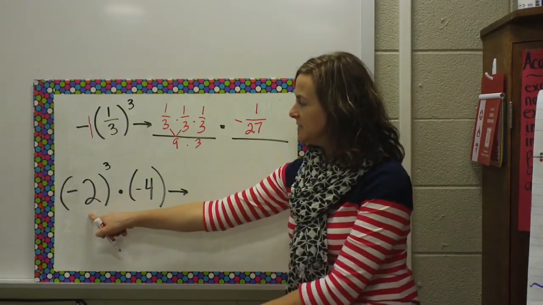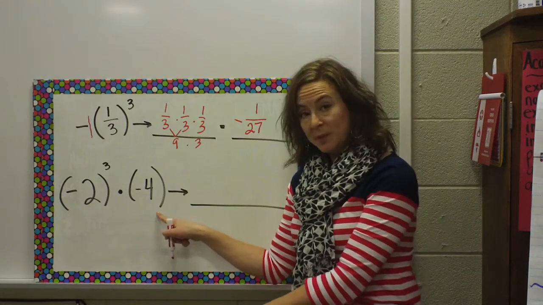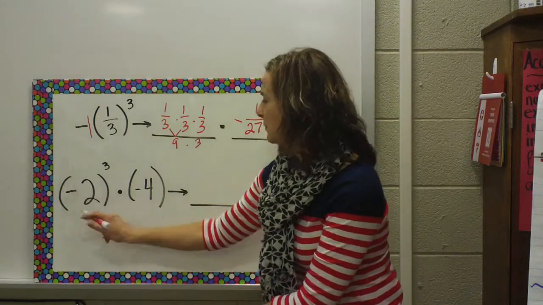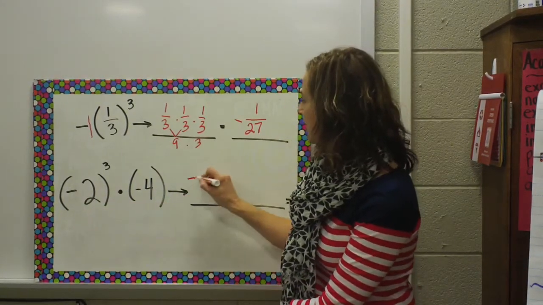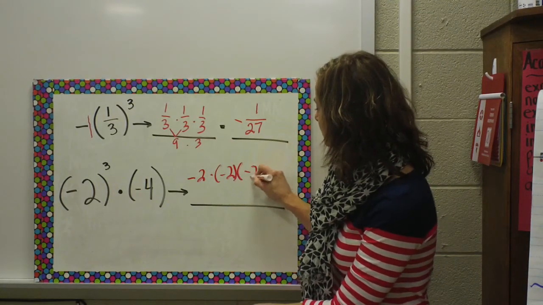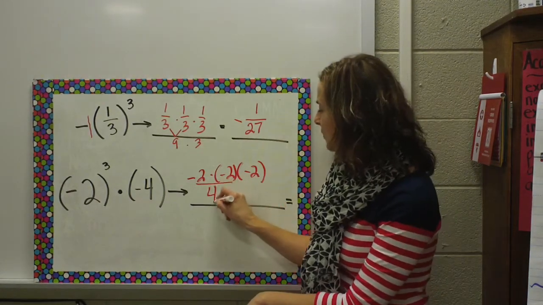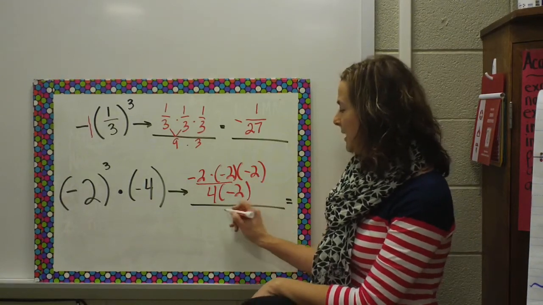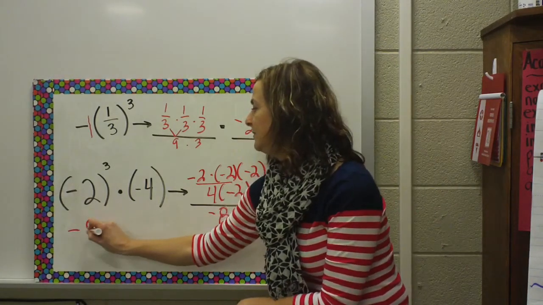Next, I have a -2 cubed times a -4. In our order of operations, we always solve the exponents first. So I'm going to go over here, and I'm going to solve a -2 3 times. So -2 times -2 times -2. -2 times -2 would be a positive 4. A positive 4 times -2 would be a -8. So this over here equals -8.